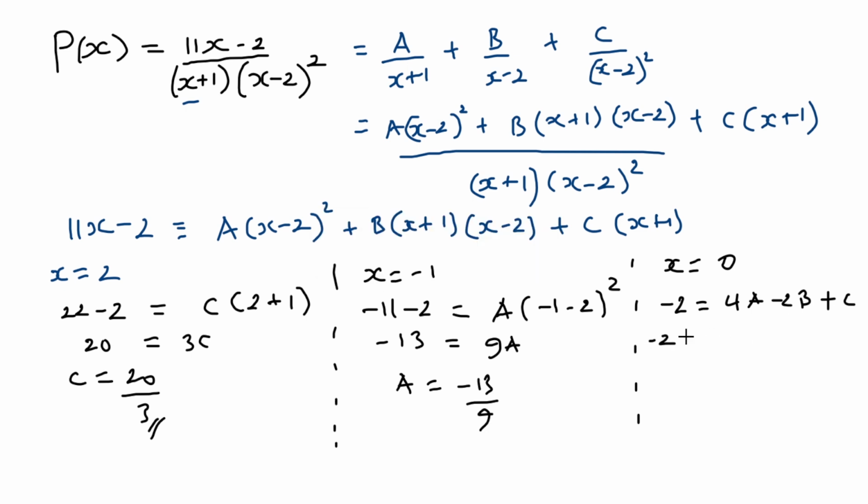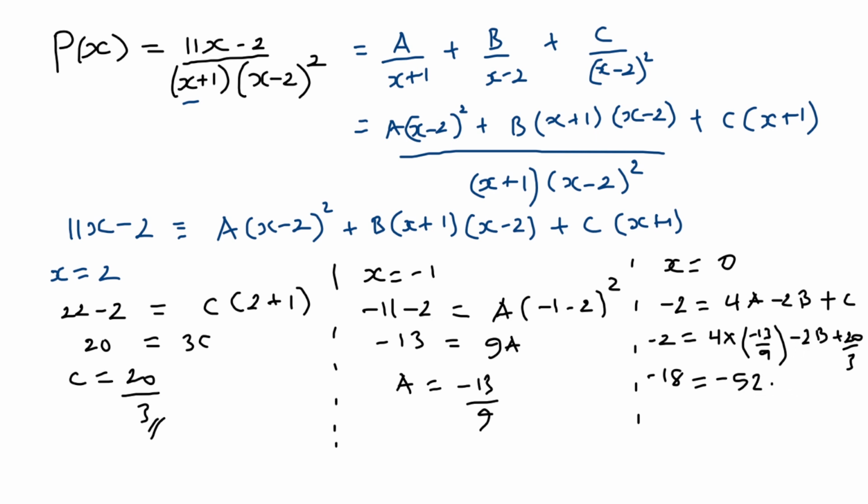Now we already have a, we already have c, so substitute. So we have -2 equals 4 times, what was our a? -13 over 9, minus 2b, since we don't have b, we leave it. So plus c, which was 20 over 3. Now here, you work with your fraction skills to make sure that you find the value of b. So I can start by multiplying throughout by 9. If you multiply here by 9, this will be -18 equals 2. This will be 4 times -13, which will be -52.